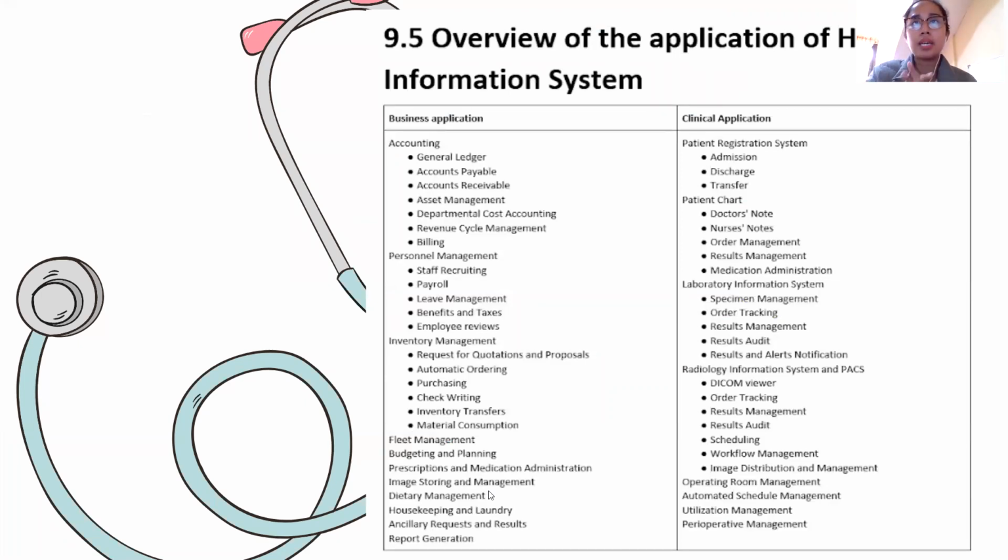So, class, I like this table. It is easy to know the function of the HIS or application. So, the first column is the business application. So, the business side. So, class, your hospital is also an organization or has a business portion. So, that is what is unique about your hospitals. And class, we have clinical application. So let's talk about your business application.